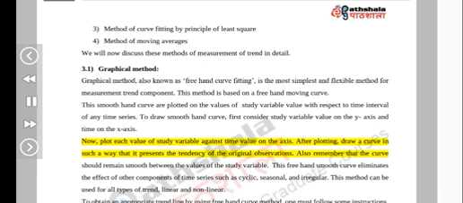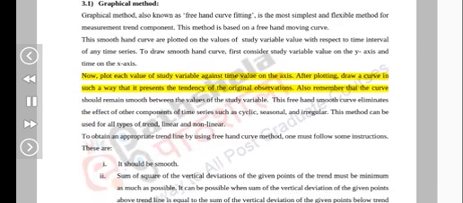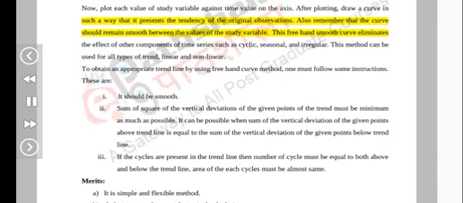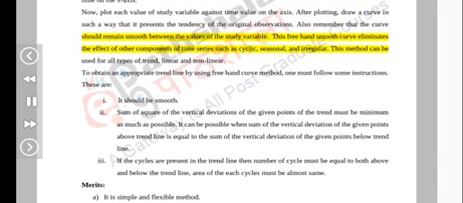After plotting, draw a curve in such a way that it presents the tendency of the original observations. Also remember that the curve should remain smooth between the values of the study variable. This freehand smooth curve eliminates the effect of other components of time series such as cyclic, seasonal, and irregular. This method can be used for all types of trend, linear and nonlinear. To obtain an appropriate trend line by using the freehand curve method, one must follow some instructions.